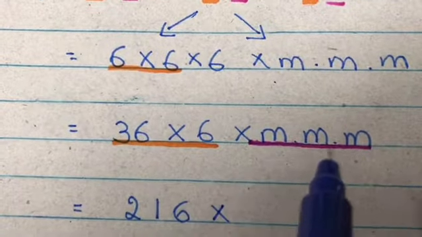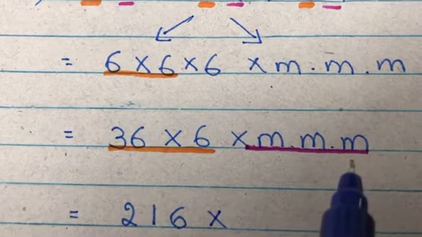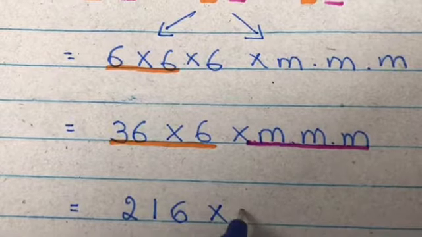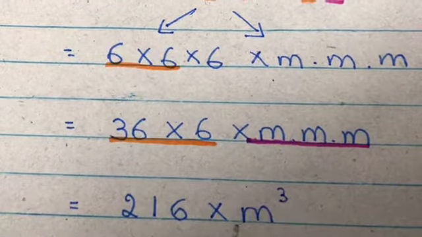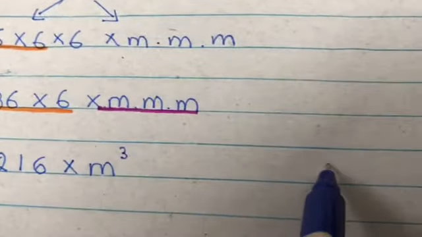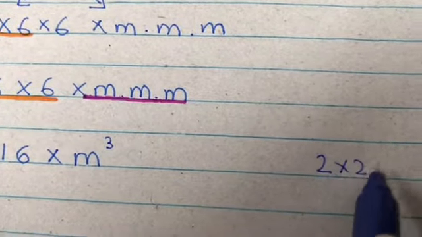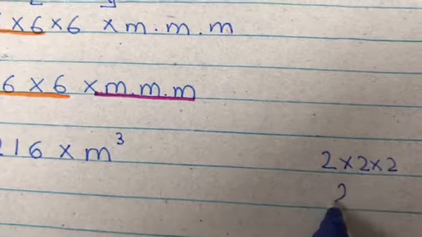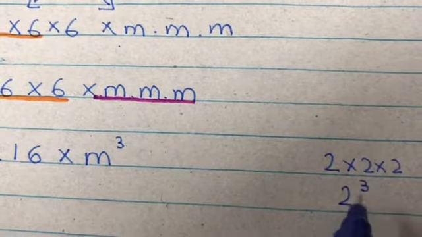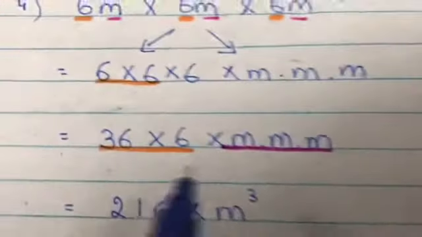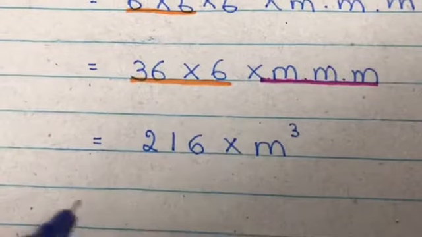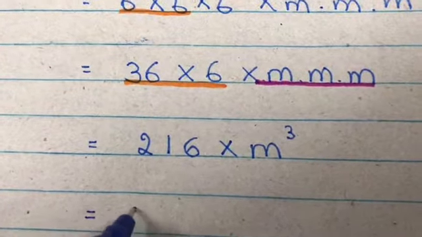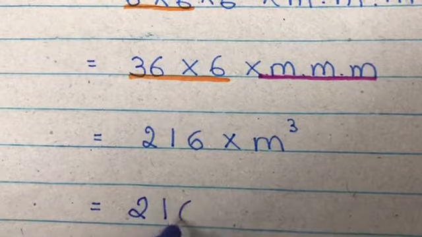Now m occurs how many times? 3 times, right? So you write down m once to the power of 3. As I said earlier, it's just like 2 times 2 times 2. So it's 2 to the power 3, right? 2 is being multiplied 3 times. In the same way, m times m times m is m cube. You cannot leave your answer in this form, so you have to join them.